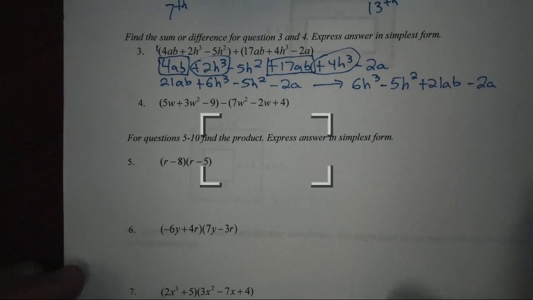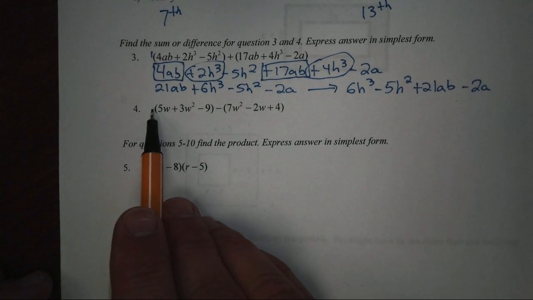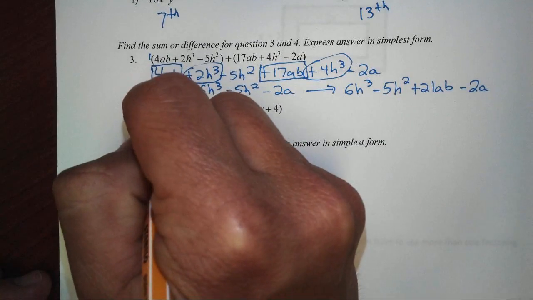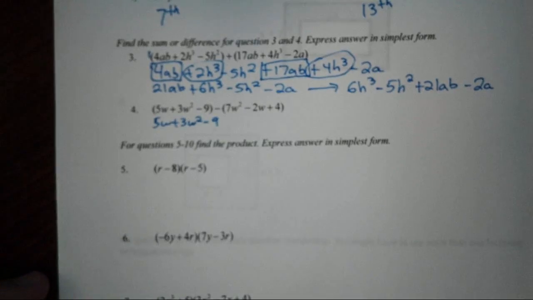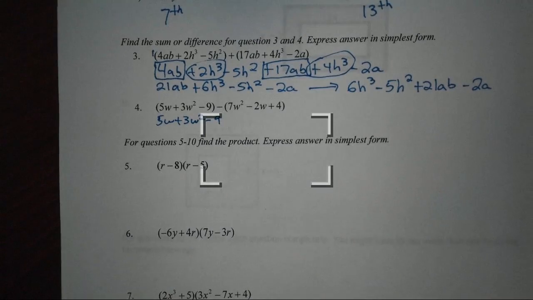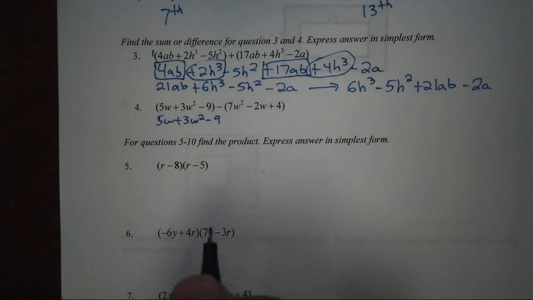Now, number 4 is when distributing the 1 is very helpful. Again, you might say, well, what's the point? There's just a positive 1 in front. So our first set of parentheses, nothing changes. It just stays 5w plus 3w squared minus 9. However, on the second one, there's a negative 1 in front. So all of those on the inside turn to their opposites.